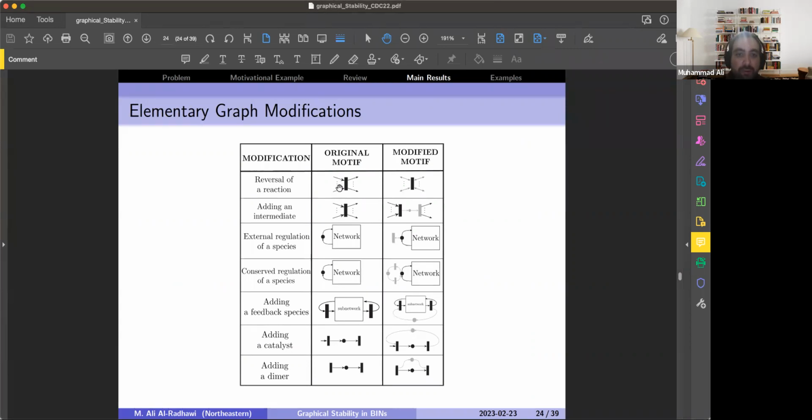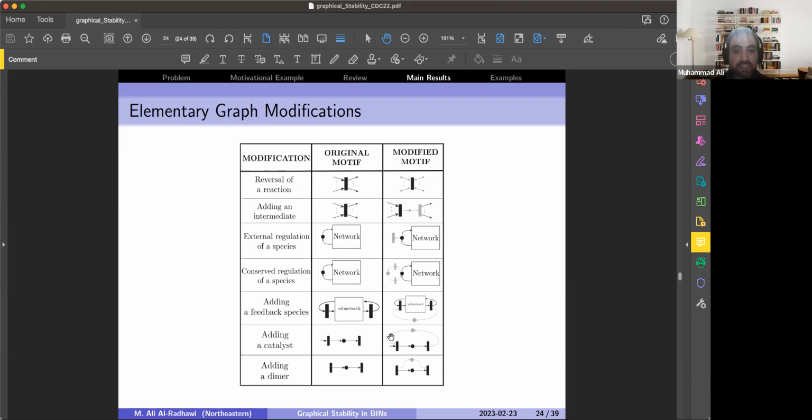So first is reversal of a reaction. The second is adding an intermediate. The third is external regulation of a species, etc. The last two are, for instance, adding a catalyst. So here we have a species, and we add another species that catalyzes the expression of this species. So, for instance, you can think of this as a complex, and this as a kinase, for instance, here. And you can notice that these last two modifications make a monomolecular network into a non-monomolecular one.